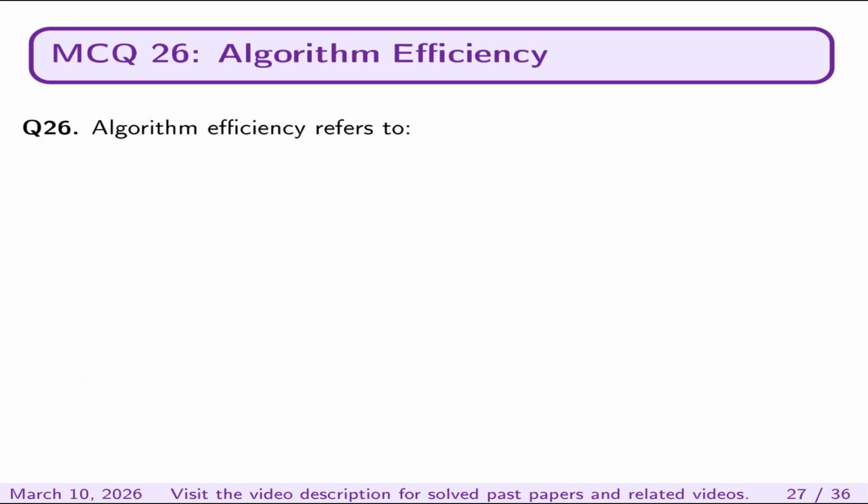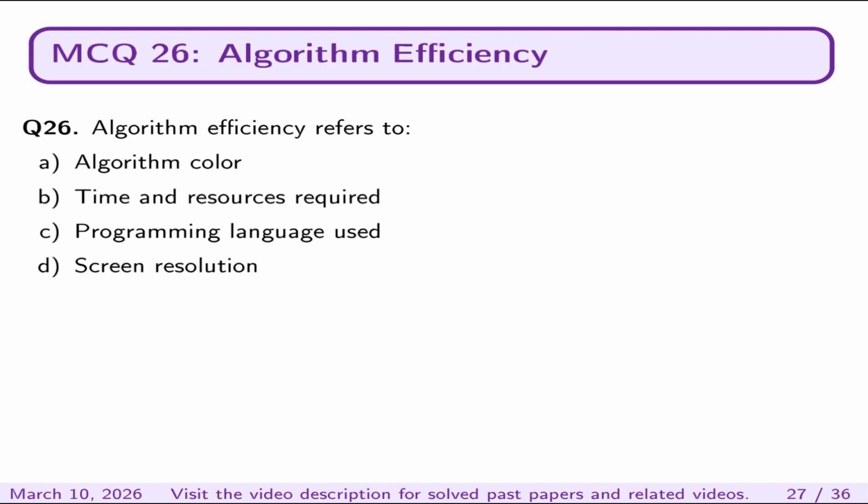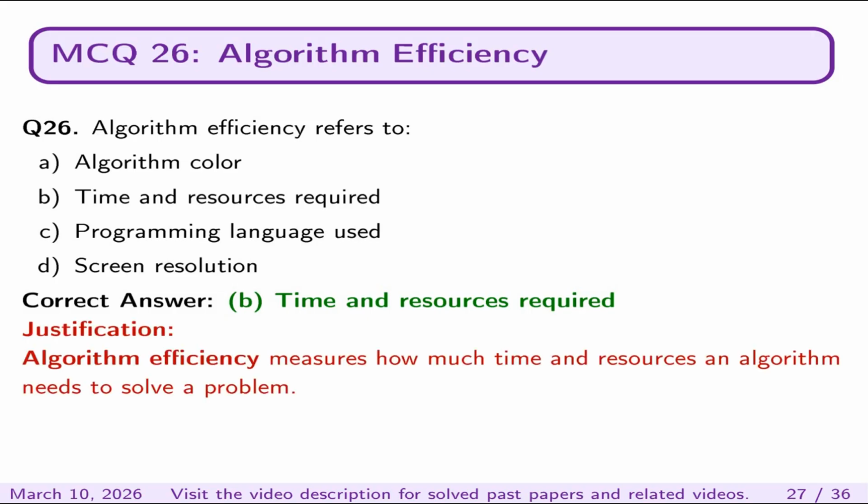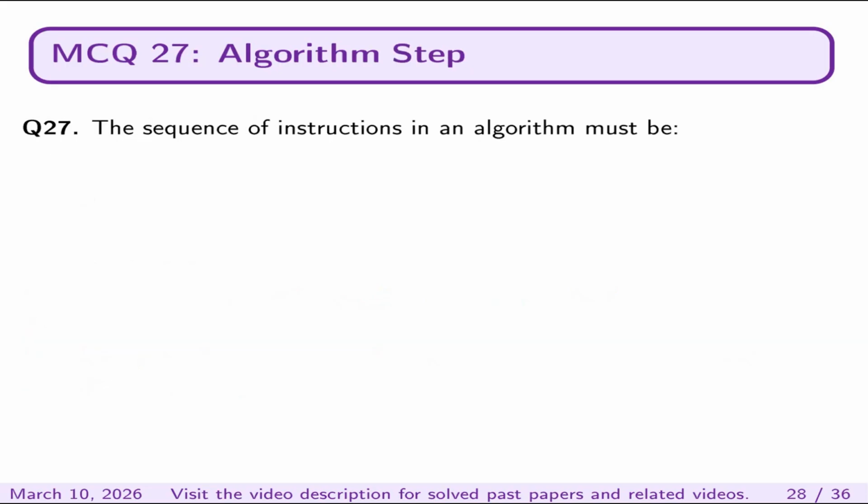Question number 26. Algorithm efficiency refers to algorithm color, time and resources required, programming language used, or screen resolution. The correct option is time and resources required, because algorithm efficiency measures how much time and resources an algorithm needs to solve a problem.